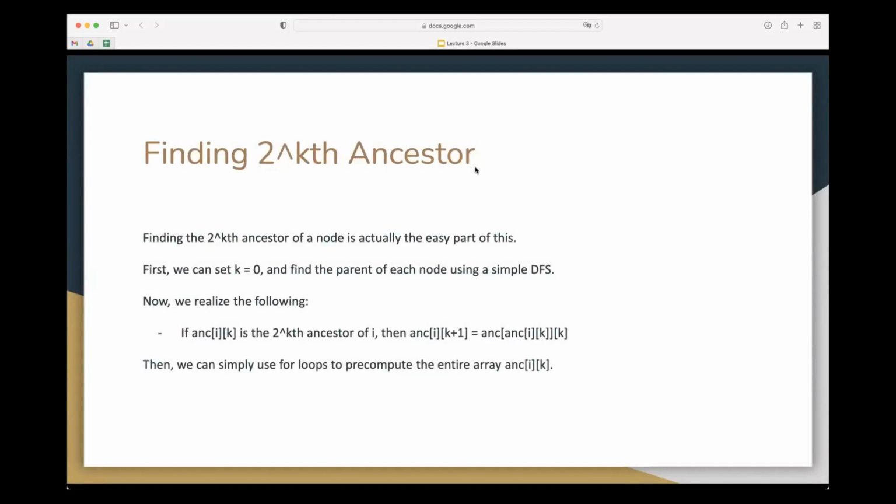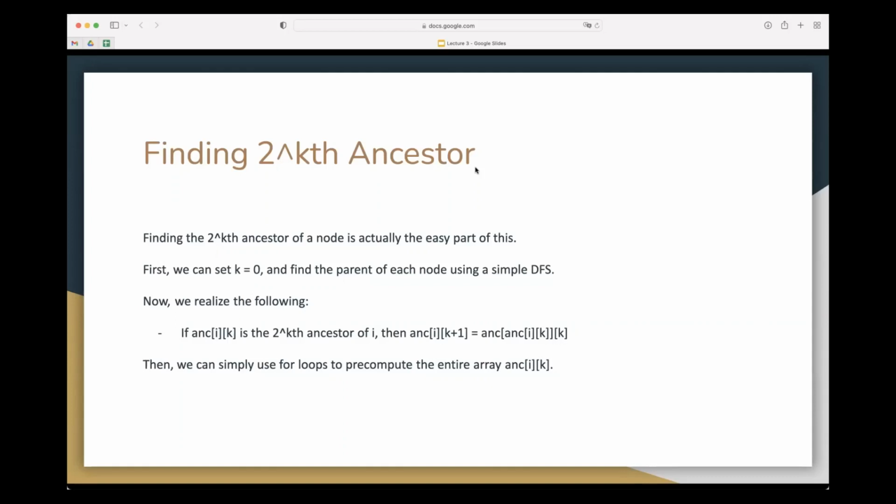To do the first step, it's actually the easy part. First, we can find the single parent of each node using a simple DFS. So we root the tree at an arbitrary node, usually node 1. Then we run a simple DFS. We start from 1, and then we keep track of the parent within our DFS. Whenever we reach another node, we just set the parent to the value that we came from. So finding the parent is just a simple DFS.